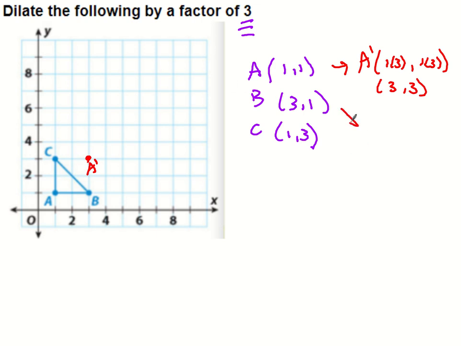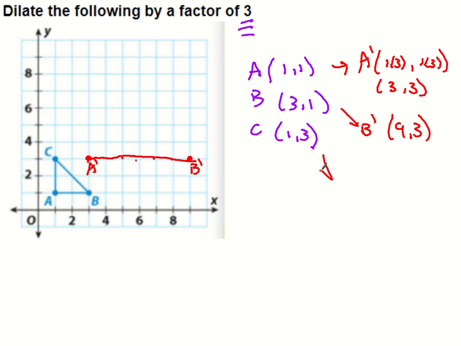For my new B, multiply by 3, multiply by 3. That's going to give me 9, 3. So my new B is going to be at 9, 3. Here's the new B. That's going to make this side 3 times larger. Because look at this side: 1, 2. Now it's 1, 2, 3, 4, 5, 6. So I went from a length of 2 to a length of 6 because I multiplied it by 3.